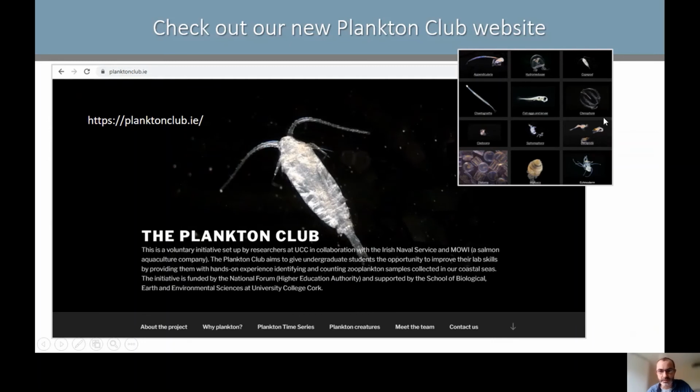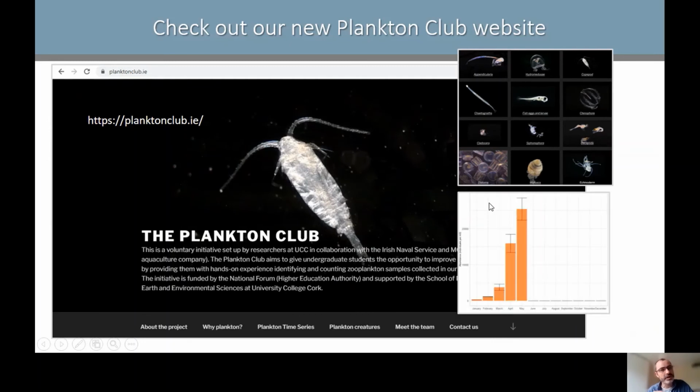So there's a page about the diversity of plankton, but you can also track how our seas are changing through the months, and you can see the abundance of copepods. This is a little copepod here, and you can see how copepods change through time. Like in May, a month just gone, we've nearly 25,000 copepods per cubic meter in some of our coastal seas.